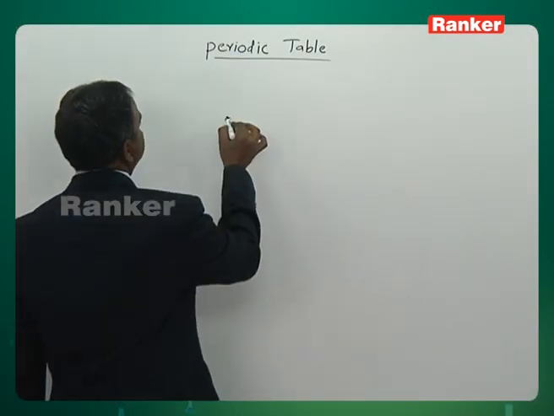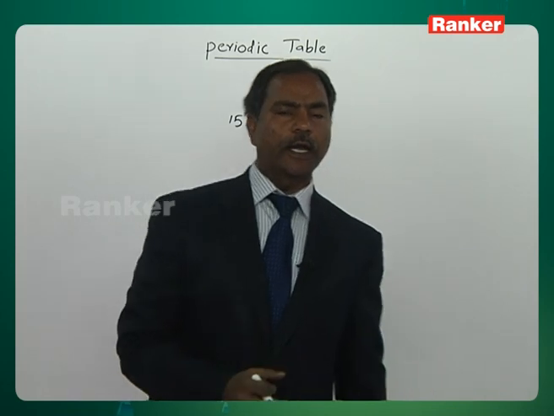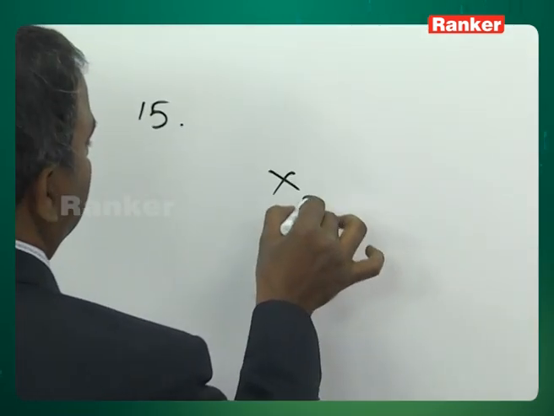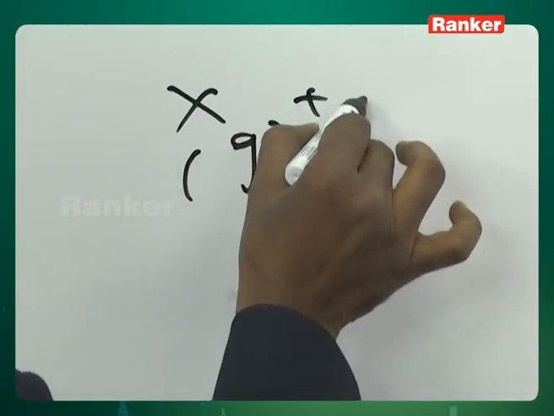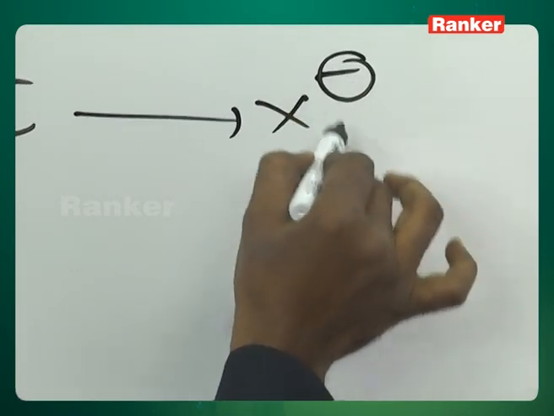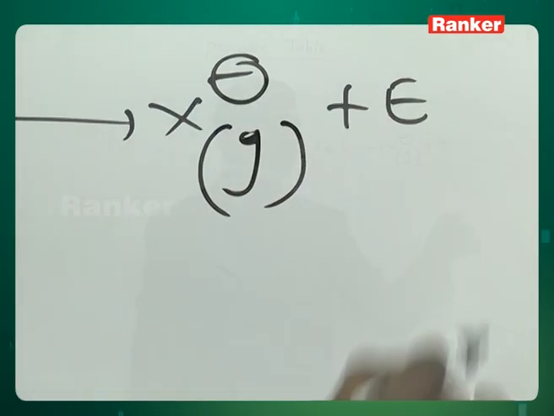Question number 15: X gaseous state plus electron giving rise to X minus gaseous state plus energy. Here E is what? Whenever an electron is added to an element in the gaseous state, it becomes X minus in the gaseous state plus energy.